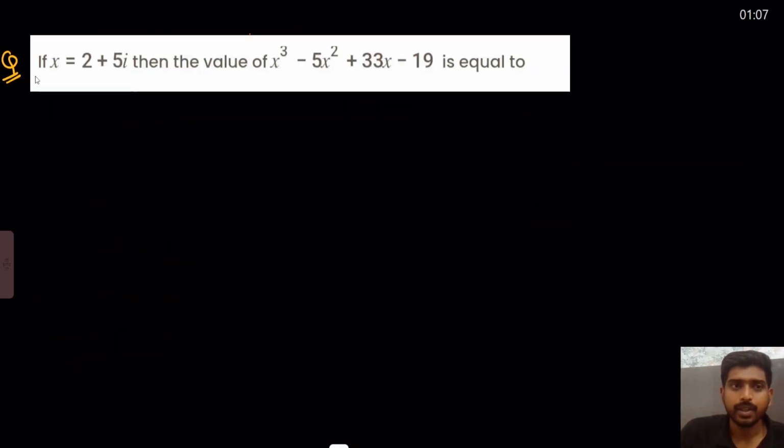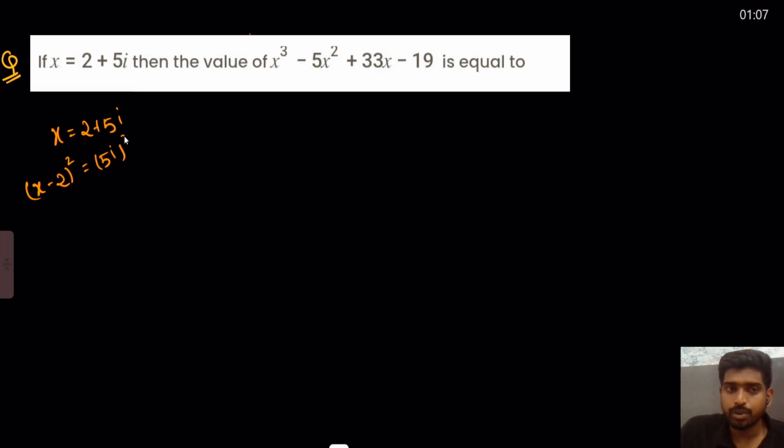Now listen. The given x is equal to 2 plus 5 iota. Now we are going to use the same method. We are going to make it quadratic and then we are going to divide it. So here x is given as 2 plus 5 iota. So I'll send this 2 to that side. So here I'll get x minus 2 is equal to 5 iota.